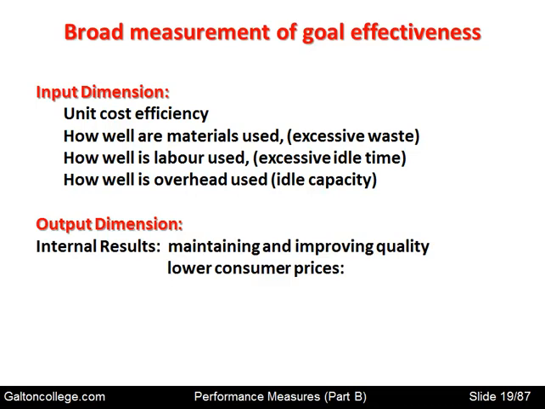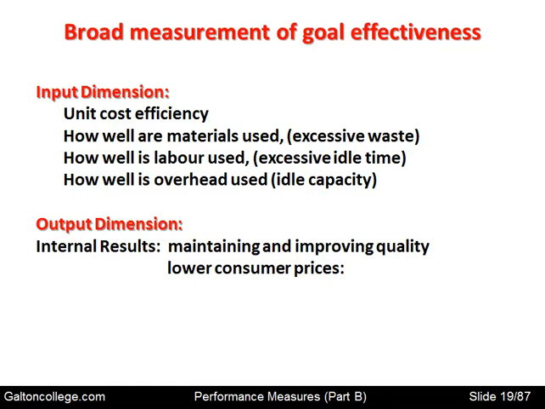Then look at the output dimension. Internal results, maintaining and improving quality, and lower consumer prices. The idea is to give customers good satisfaction and make the customers happy with the product they've purchased, so they will return and they'll have repeat orders. And the way to do that is to give them good quality at a price which is good. It's a competitive price. Give them a good experience. And that's what the marketing department is attempting to do.